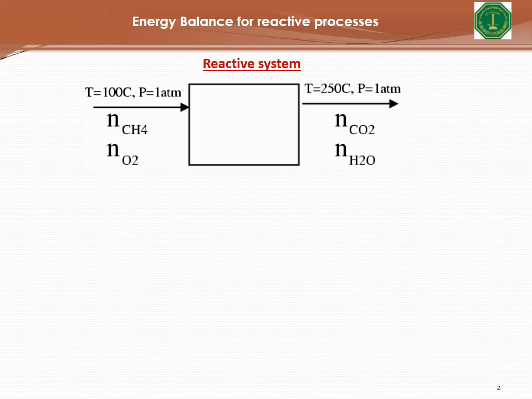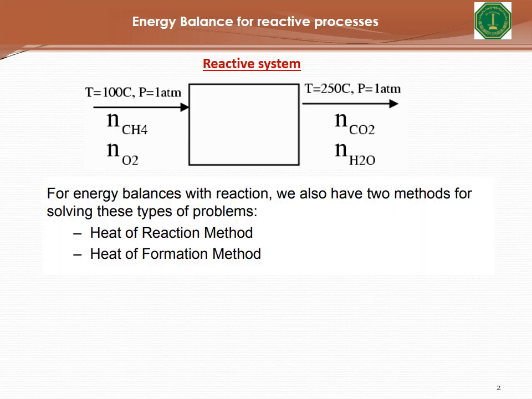If we use the same procedure for reactive systems, we would conclude that the enthalpy change is zero, because we are choosing the reference states from the problem itself. Now, we know that there is an enthalpy change here and it is not zero. In order to solve this dilemma, we have two methods for energy balance for reactive systems. As I said before, one is the method of heat of reaction and the other is the method of heat of formation.